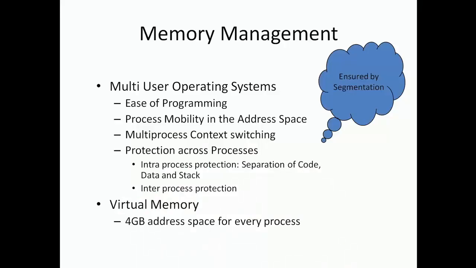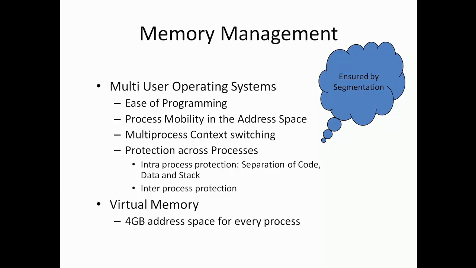How those concepts are implemented, what architecture support is needed? How it is implemented is architecture; understanding that support is organization. So memory management is very crucial. In memory management, we will look at these aspects of this course. The first part, ease of programming, process mobility, multi-process context switching, inter and intra-process protection, all these things can be ensured by a concept called memory segmentation, and we will teach memory segmentation in full.